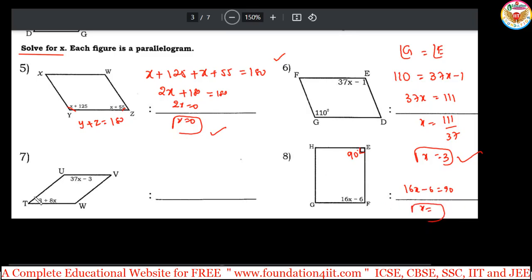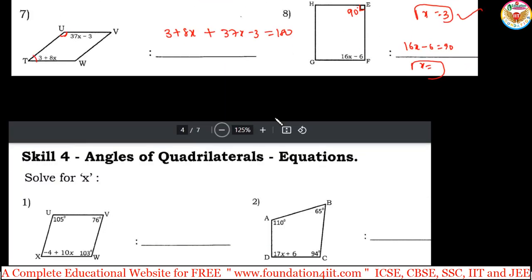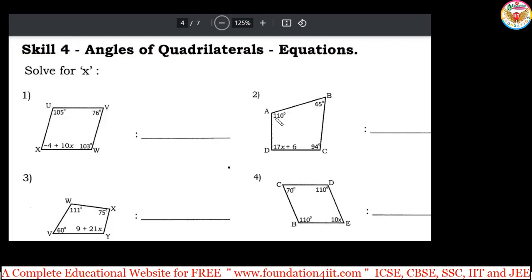Here also, opposite sum of the adjacent angles equal to 180. Because t and u is given in this question, 3 plus 8x plus 37x minus 3 is equal to 180 degrees. You just apply linear equations and find out the x value. Based on the properties we can find out the values. So once you perfect that skill, practice the rest of the problems.